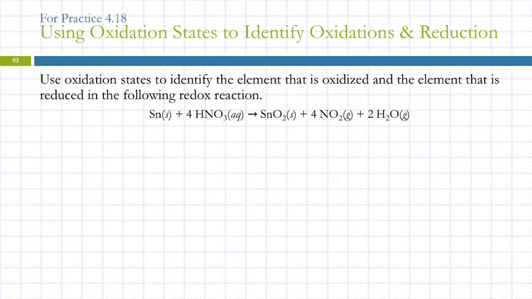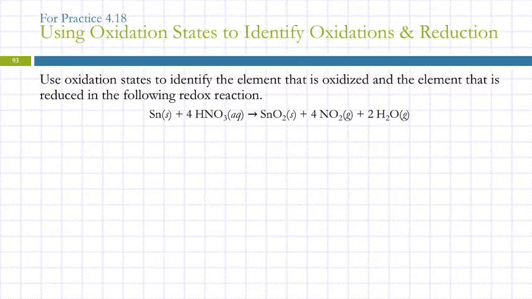Okay, let's do a problem. Use oxidation states to identify the element that's oxidized and the element that is reduced in the following redox reaction. Now, we do have a metal here forming an ionic compound, and so we could look at the charge on the tin ion and identify whether it's oxidized or reduced. But then we've got H, N, and O over here, and it's going to be a mess. So how do we know which of the others is taking up the slack?